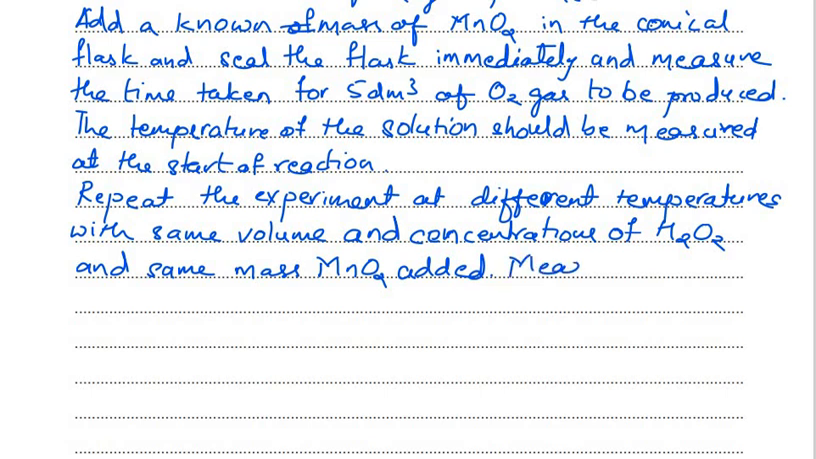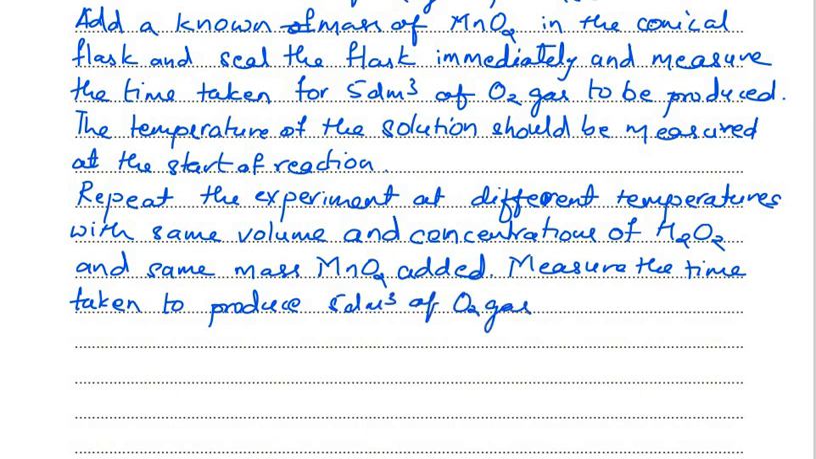Measure the time taken to produce 5 dm cube of oxygen gas every time. This is how we are going to mention that we are going to repeat the same experiment every time, but with different temperatures. So everything else should remain the same. What everything else should remain the same? The volume and concentration of hydrogen peroxide, the mass of manganese oxide taken. You're going to measure the time taken to produce 5 dm cube of oxygen gas every time.